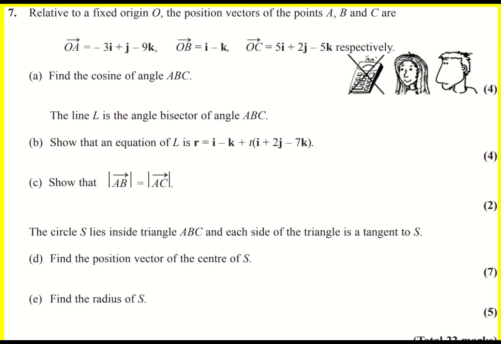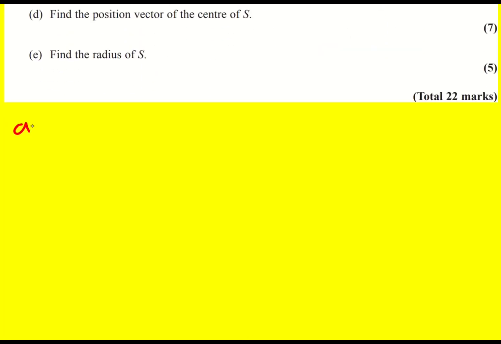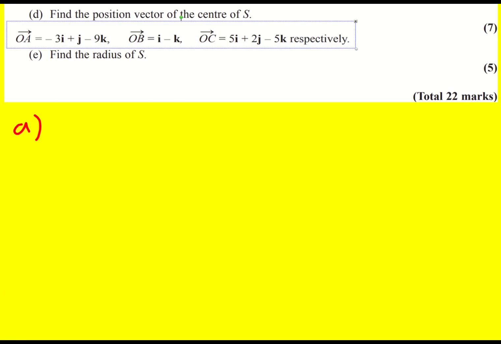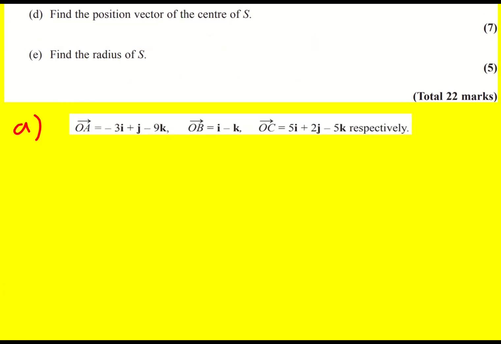We are given three vectors OA, OB, OC, and asked to find the cosine of angle ABC. Well, for me, a good idea, I'm just going to copy the question across, is to get a little diagram down of what is going on.